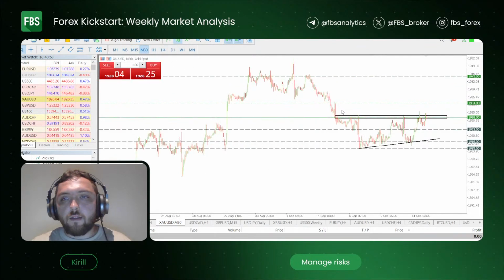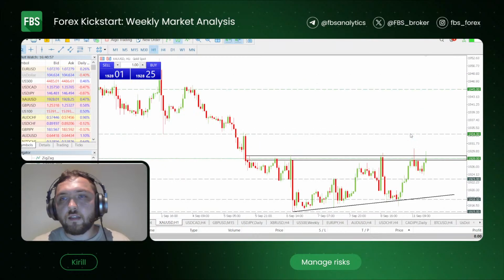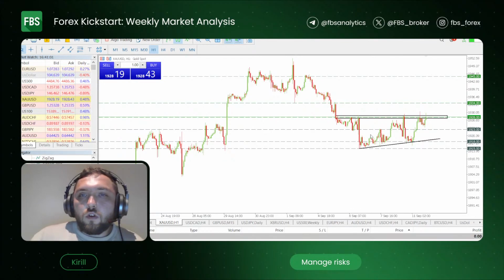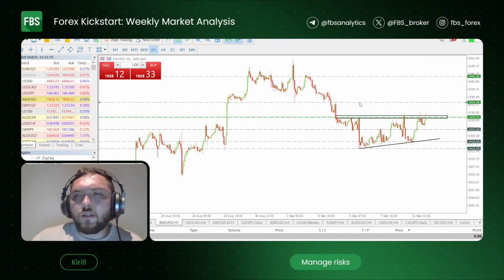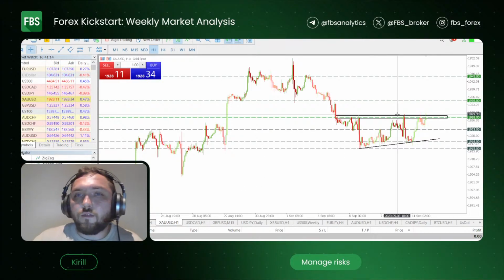Okay, gold. I think now, guys, you have to pay attention, as it is your favorite asset, I know. Here, what we can see, first of all, we can define these support levels. I mean the resistance levels, yeah? So the resistance level number 1 is 1935.